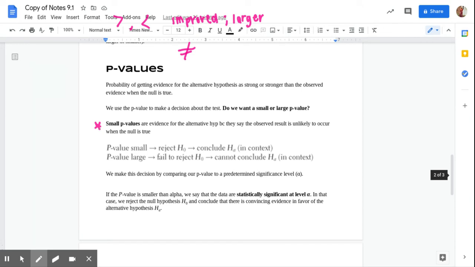So it says with the p-value being small, we can reject the null, which is what we want to do, and we can conclude that our alternative is true. The opposite is if the p-value is too large, then we fail to reject our null hypothesis, and we cannot conclude that our alternative is true. So we make that decision. We have this alpha level, a significance level, and that'll be given to you, called alpha, and then that's what we compare our p-value to. Again, we're not doing that yet, just a little intro.